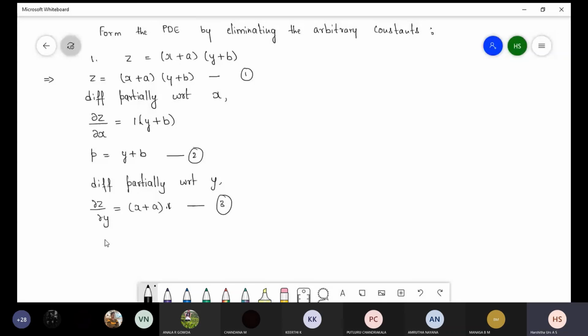So these two values we have to substitute in equation 1. What is our equation 1 here? Left side z I will write as it is, right side x plus a, into y plus b. In equation 3, we can write dou z by dou y as q is equal to x plus a. So x plus a value we have q, and y plus b we have p. So the final answer, z is equal to p into q, is the required partial differential equation.